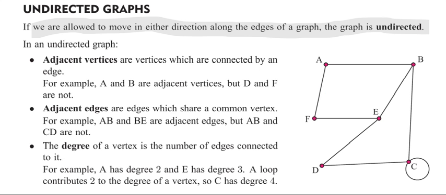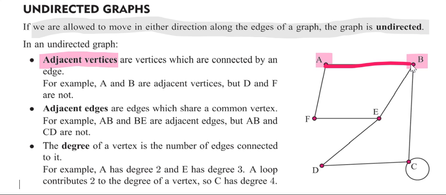Now, moving forward, adjacent vertices is another key term under undirected graphs. Adjacent vertices are vertices which are connected by an edge. For example, you guys can see A and B are adjacent vertices because they're connected by just one particular edge. Here you guys can see that.